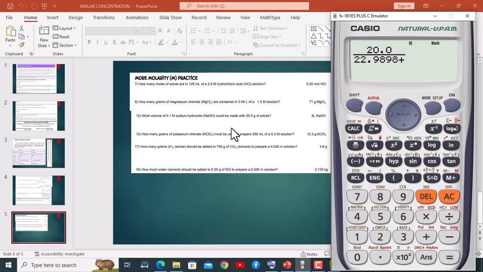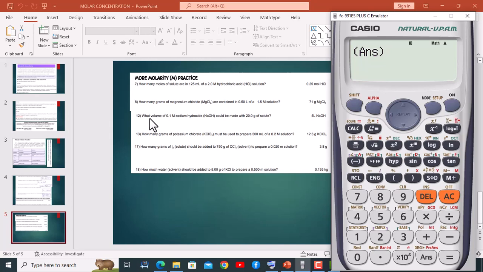The molar mass, I go to oxygen, and I know that oxygen has a molar mass of 15.9994, plus the molar mass of hydrogen, which is 1.008. And when I punch this on the calculator, what is this now? This is the number of moles. So I have the number of moles now.